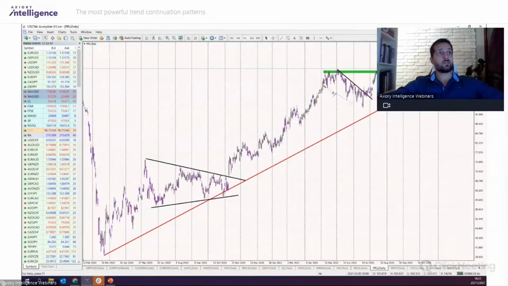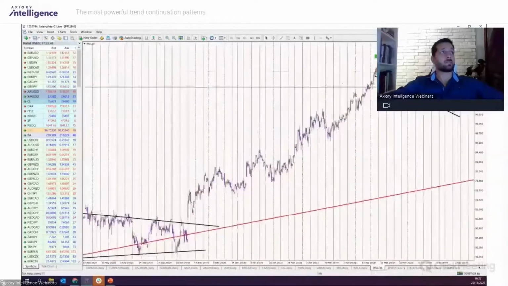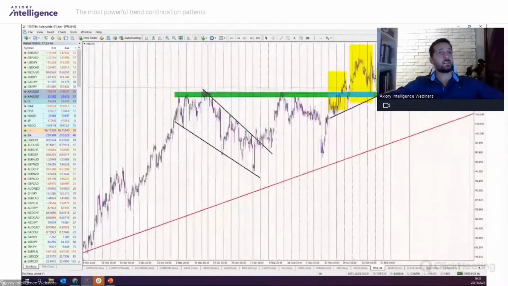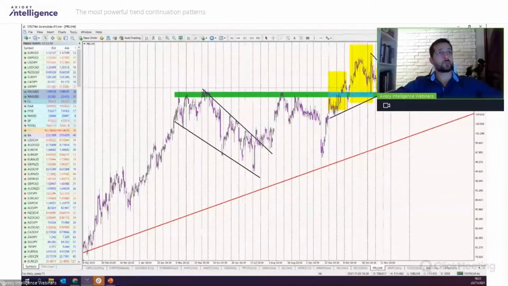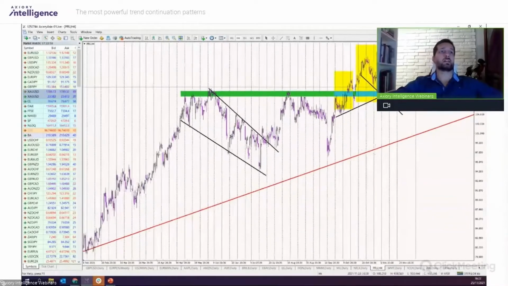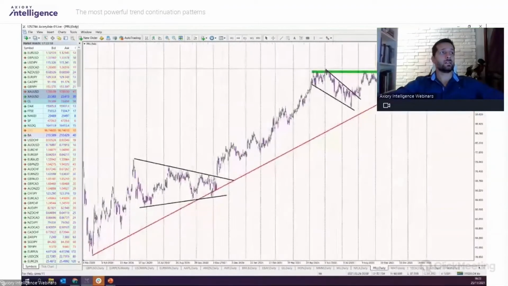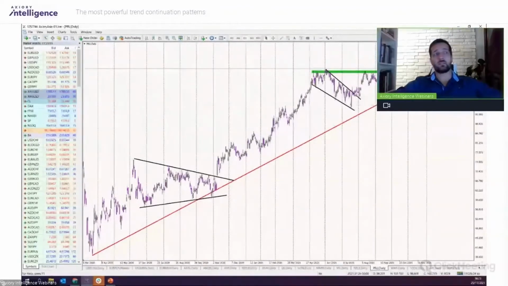For me, that's a flag or a wedge. And last but not least, this movement: resistance, support, flag or a wedge. Breakout of the upper line, buy, right here. Breakout of the upper line, buy. Breakout of the upper line, most possibly a buy.